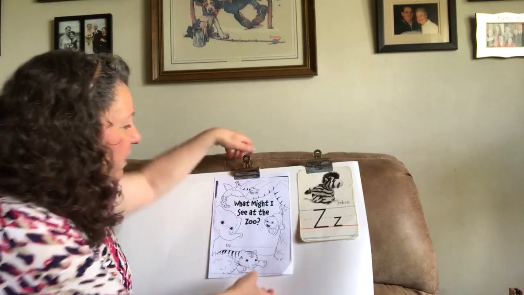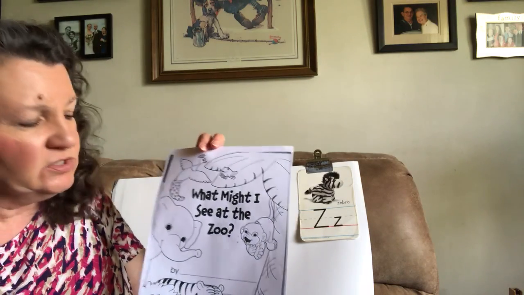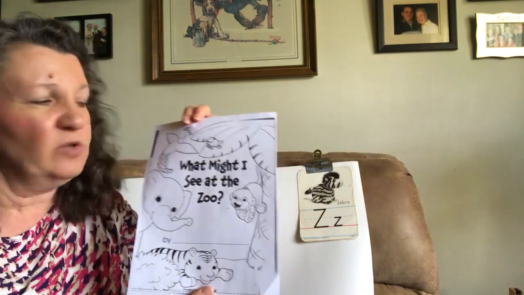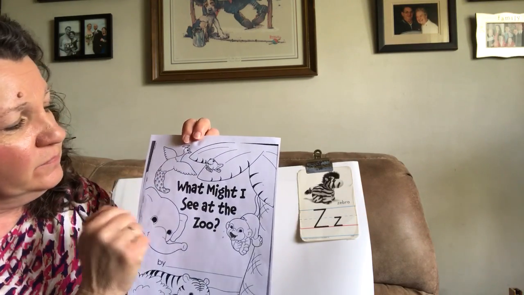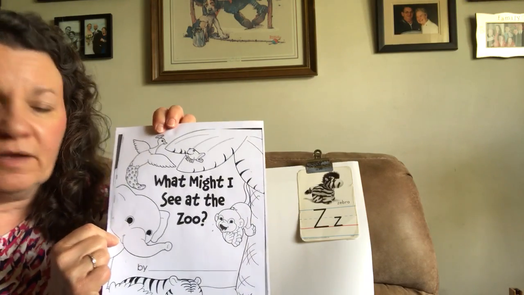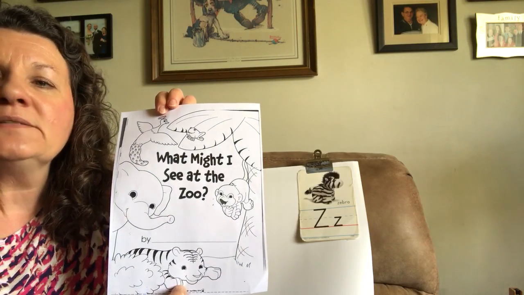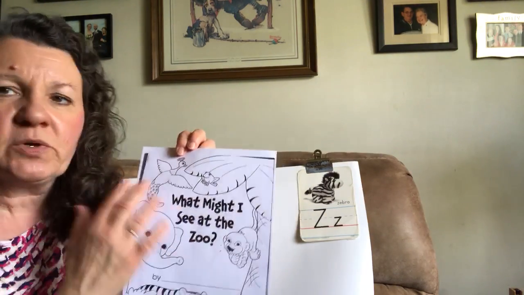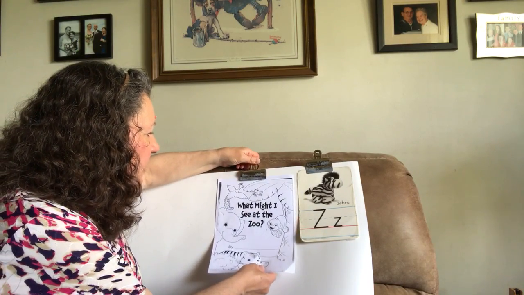So what we have here is we have this paper. It says, what might I see at the zoo? And these are some of the animals that you might see at the zoo. Remember what this is called? That's a peacock. You might also see a frog. What is this animal? An elephant. And you might see a monkey. And what is that one called? A tiger. All right, so what we're going to do is we're going to color this, and then we have something else that we're going to do today, working with zoo animals and the letter Z.